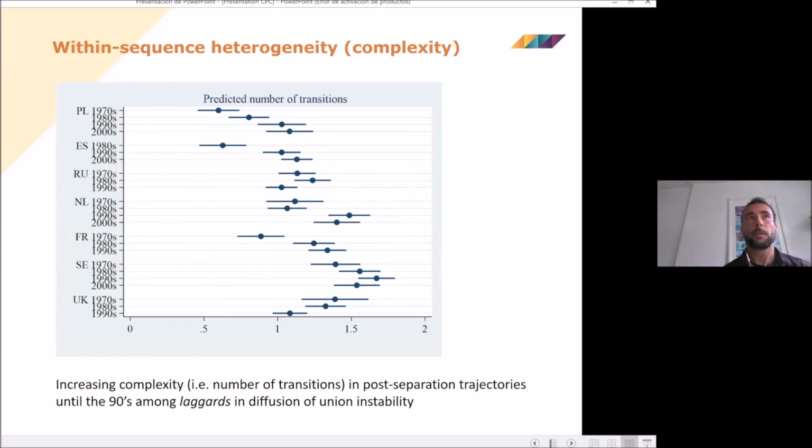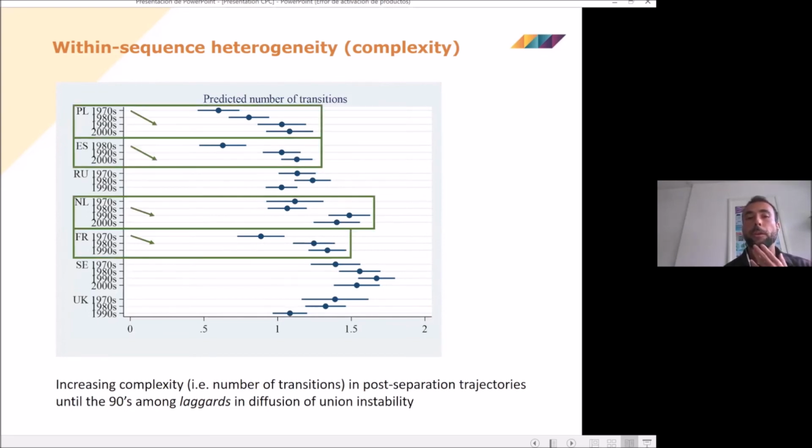If we move to the regression results, in these graphs, I'm showing you the coefficients for the interactions of country and period. And I'm helping you now to identify some of the trends with these arrows. So I'm marking in green Spain, Poland, Netherlands, and France, which is what we consider the laggards in the diffusion of union instability. And we observe here that on average, they had lower levels of complexity in the early periods. But over time, complexity in family trajectories increases substantively, peaking in the 90s and stabilizing since then.